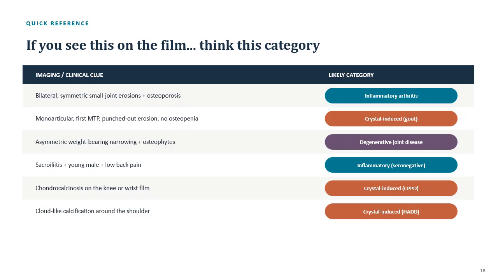The next one, chondrocalcinosis, is a hard word to pronounce. Chondrocalcinosis refers to calcification within the cartilage. Often this one is associated with calcium pyrophosphate deposits. With that, we have cloud-like calcification around the shoulder.